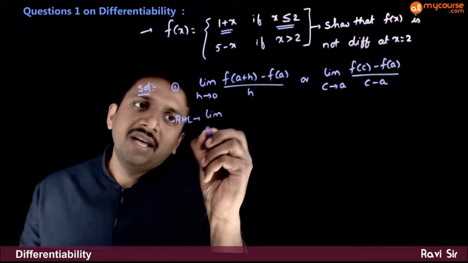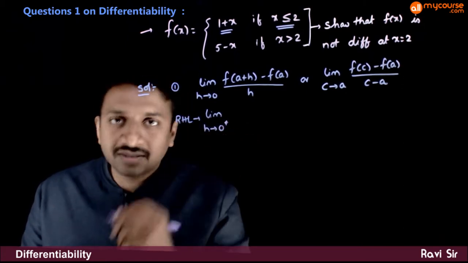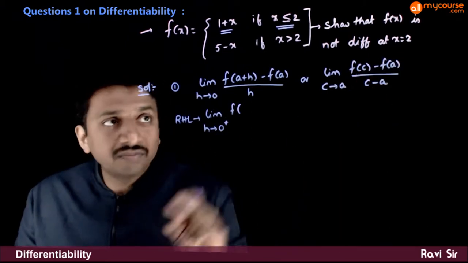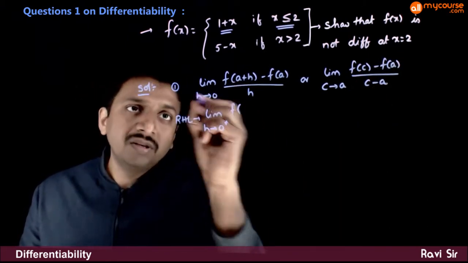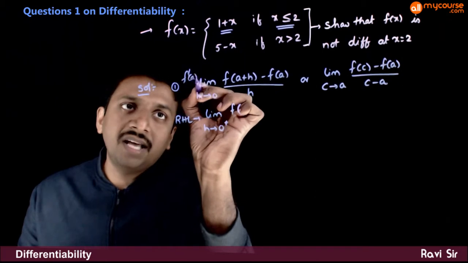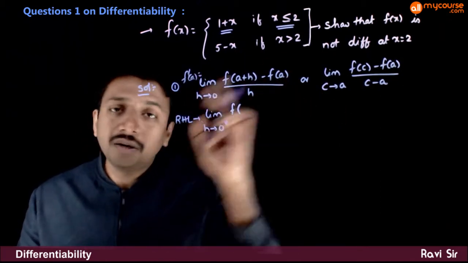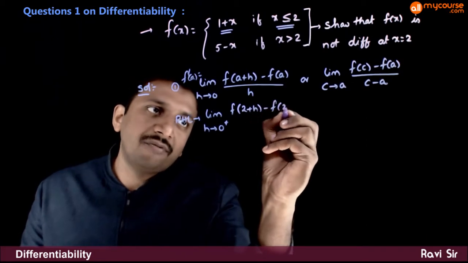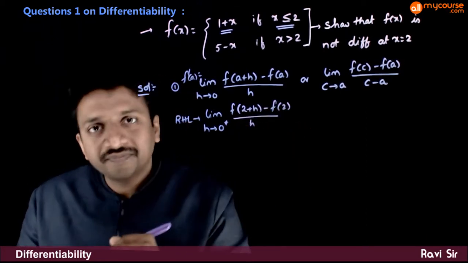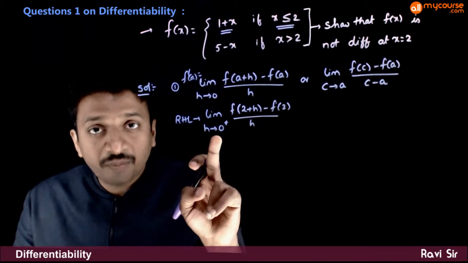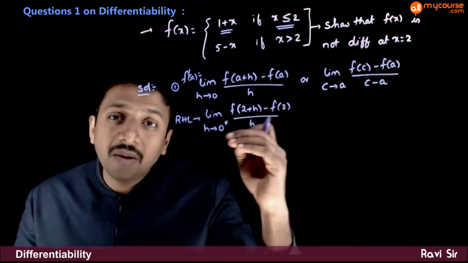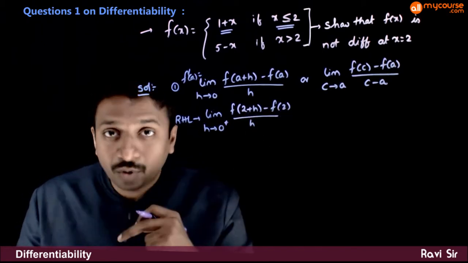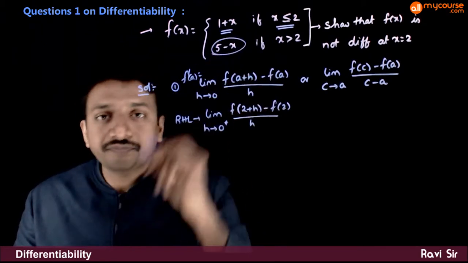It is limit h tends to 0 plus. You're looking at x is equal to 2, so a is 2. This is the formula for f dash at a, and I want f dash at 2. So f of 2 plus h minus f of 2 by h. As h tends to 0 plus, 2 plus h is slightly more than 2, so for the functional value of f of 2 plus h, you have to go here.